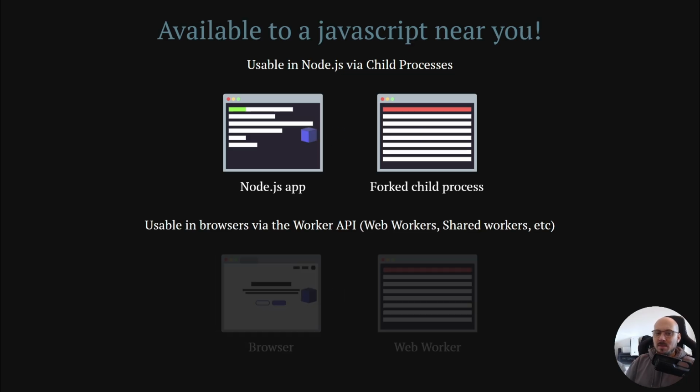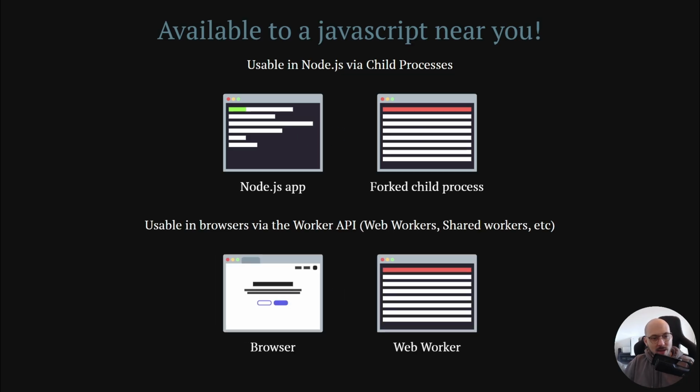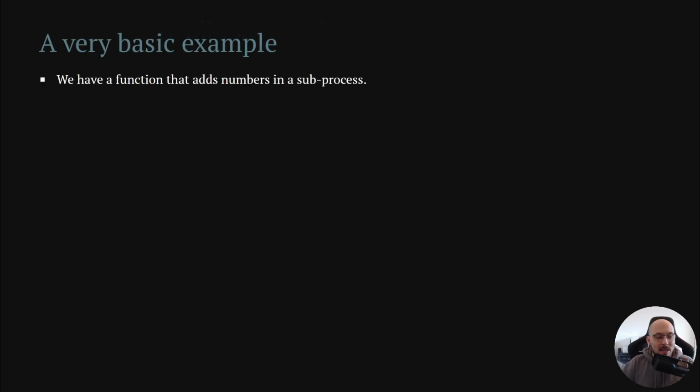And not to mention, we have it in the browser as well. We have the Worker API. We have web workers, shared workers. You can do a lot of things. You can offload a lot of heavy processing in all these different environments. It's really cool. So let's look at an example of what this actually looks like in code.